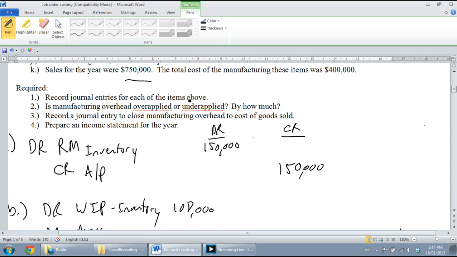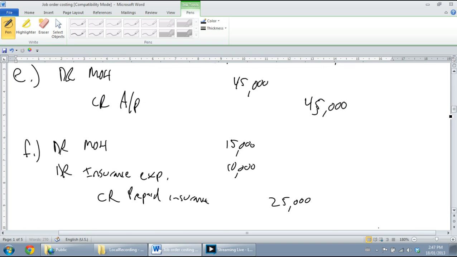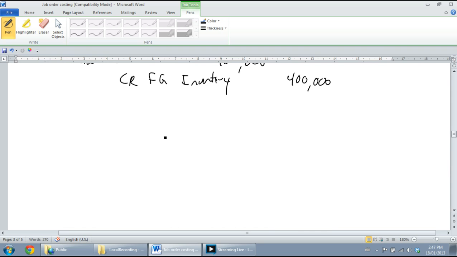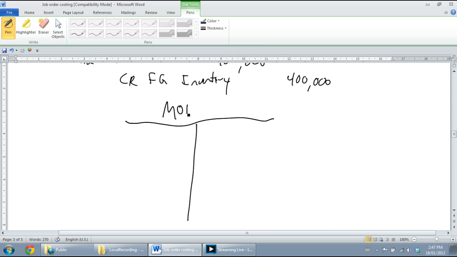It says, is manufacturing overhead overapplied or underapplied, and by how much? Okay, so to do this is actually really easy. I'll explain it as we're going, but to do it, we have to create a T account for manufacturing overhead. So let's go down to the very bottom here, the very end of our work, and let's make a T account for overhead. And what's a T account? It's a giant T. Wow, look at my neat writing there. That was supposed to be a straight line, nice and wavy. A giant T account for MOH.